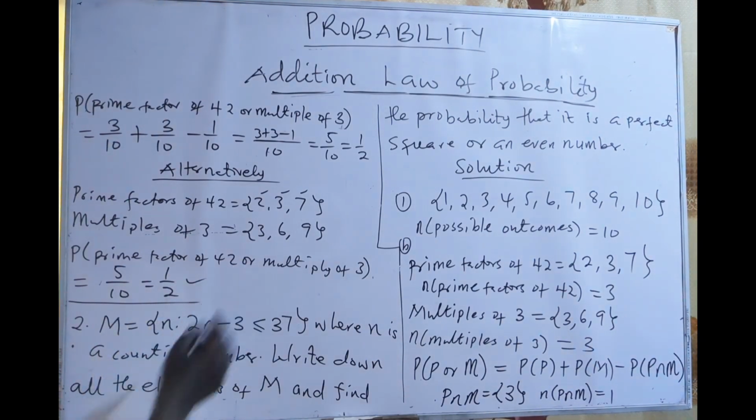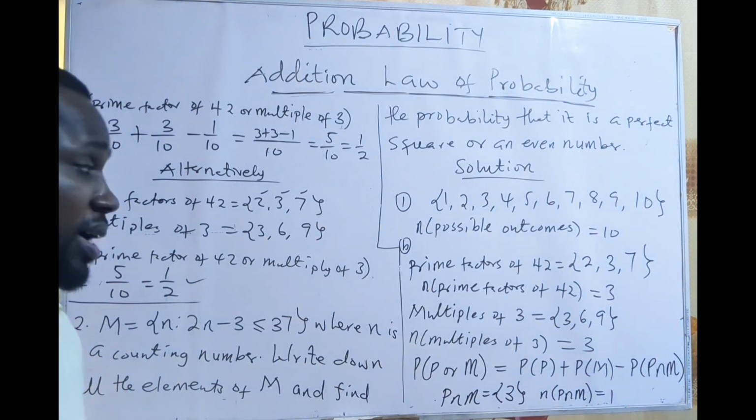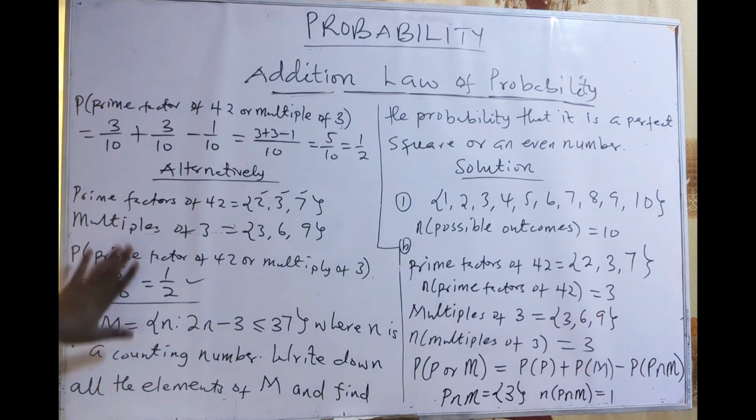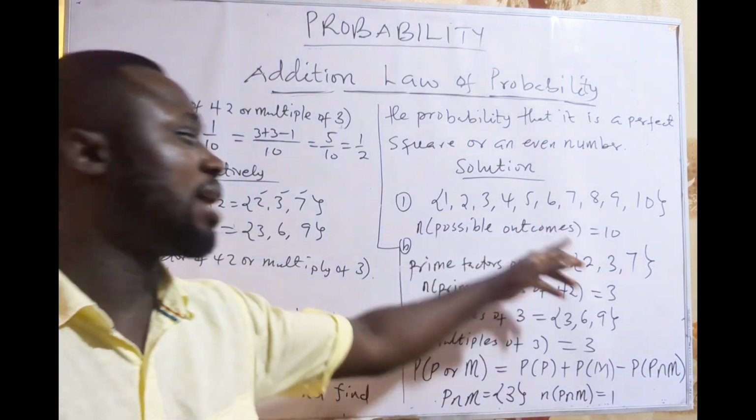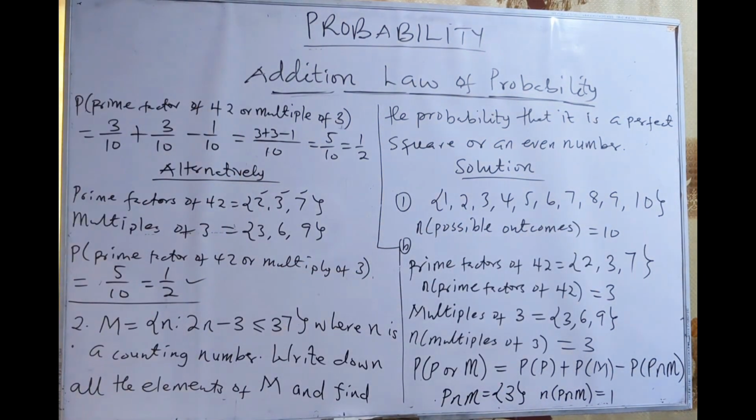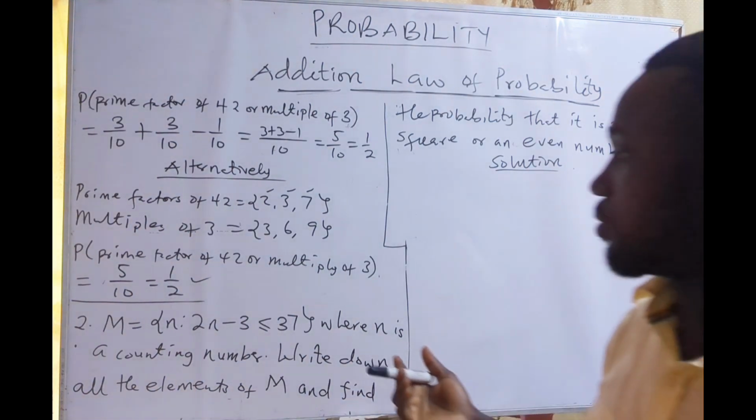So the same thing. You see how simple it is. But take note that before you write this, you have already listed your set and then the number of possible outcomes. And then you go by the same way, you get your answer. Very, very simple. So let's look at the second question.